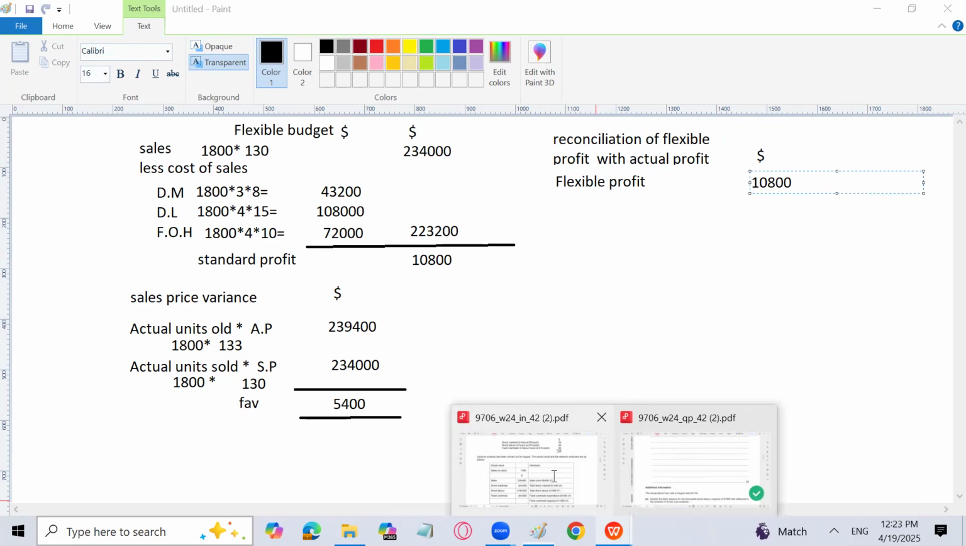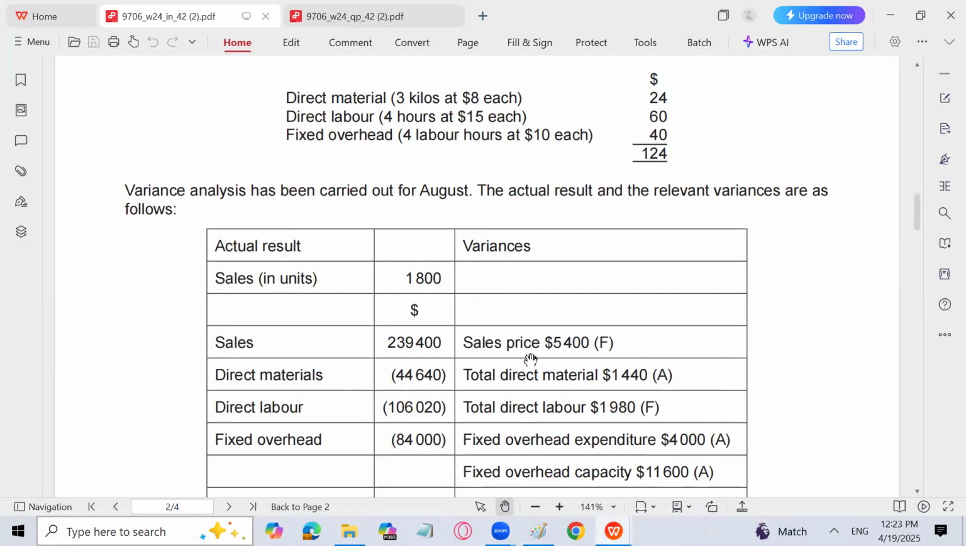Always remember that sales volume variance will not be taken into account while calculating reconciliation from flexible profit with actual profit. Why, sir? Because the difference between flexible budget and actual budget is because of the rate, not because of the units. Sales volume variance is because of the difference of the units. In both flexible budget and actual budget, the units are going to be the same. So there is no change, and sales volume variance will not come, though it is not given also.